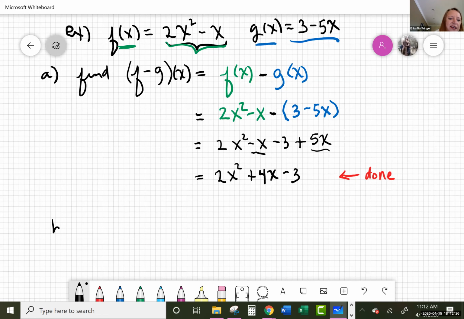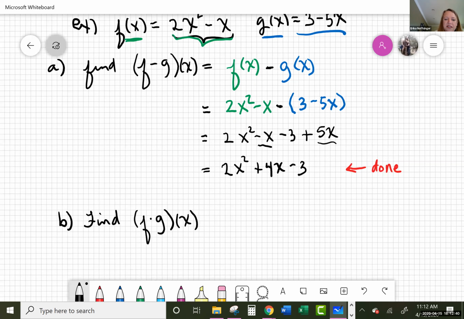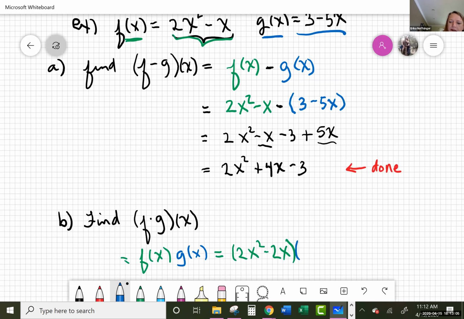So if it had said, find f times g of x. This is just telling me I'm taking my equation of f of x and I'm multiplying it to my equation of g of x. So this is equal to the 2x squared minus x, all times g of x, which was the 3 minus 5x.